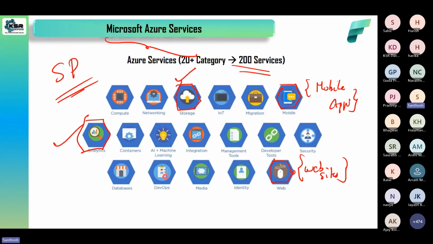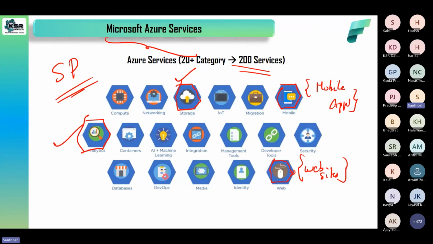Imagine your Azure services is like your hotel menu card. When you go to a hotel, you will see 200 plus dishes. Are you going to order everything? Are you going to eat everything at a time? Definitely no. At that point of time, whatever food I feel like eating, only that I will have.